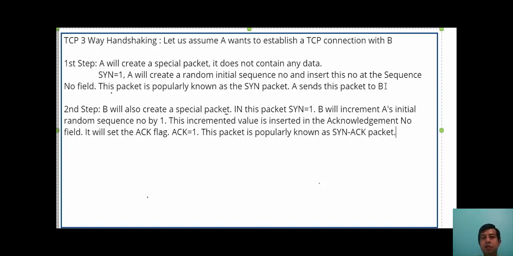What are the steps for this packet? B receives the packet, it increments the sequence number it has received from A by 1 and inserts this number into the acknowledgement number field. It sets the SYN flag to 1, it sets the ACK flag. Apart from this, B will also generate its own random sequence number.